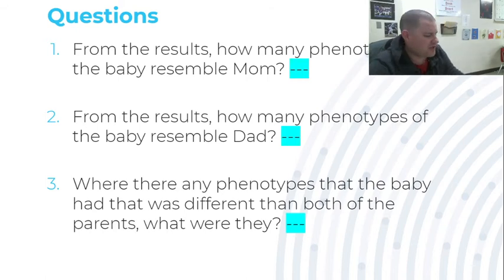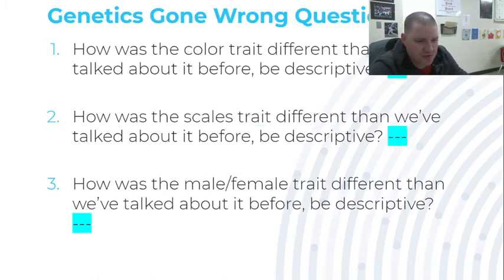3 of the questions just ask about how mom and dad compare to the baby, and if baby had something that neither parent has. So you got to take a look at the different tables that we created for them, see if anything matches up, see if they don't.